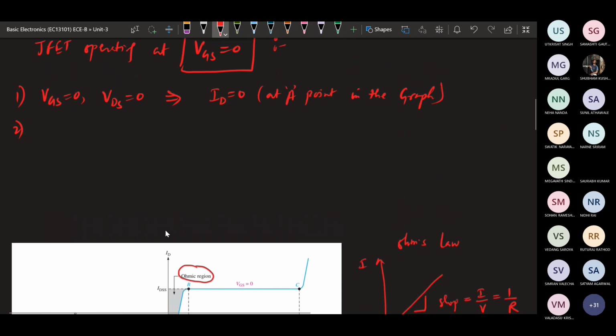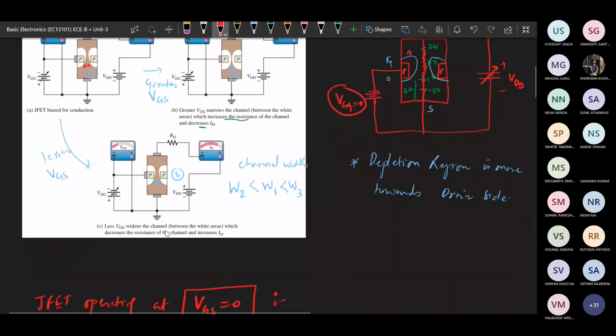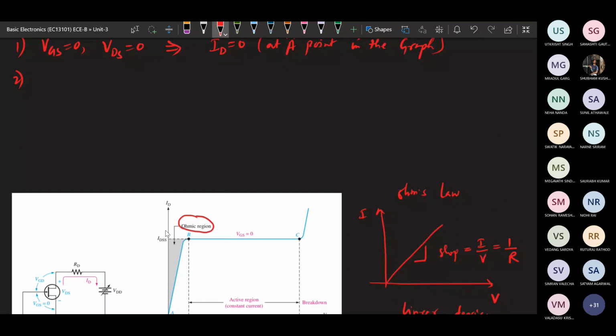So in the previous discussion, we have seen this as the characteristics. Here VGS is 0, and at that time we are varying this VDD. As we are varying the VDD, VDS will be varying. In that case, this channel region will be behaving like a resistor. Whatever voltage drops will be there, those drops are across the resistor.